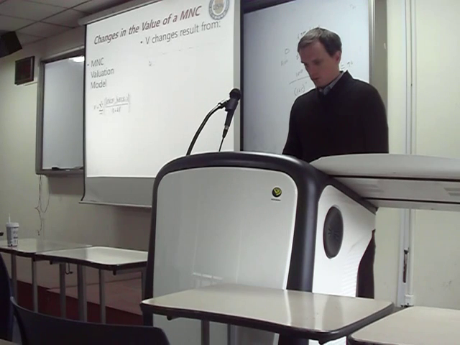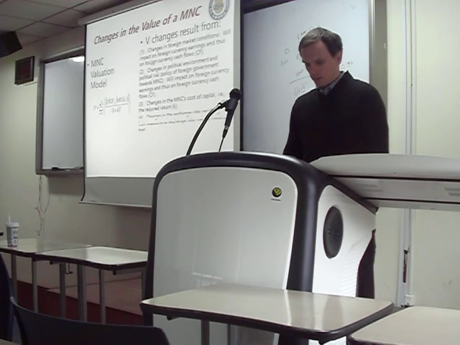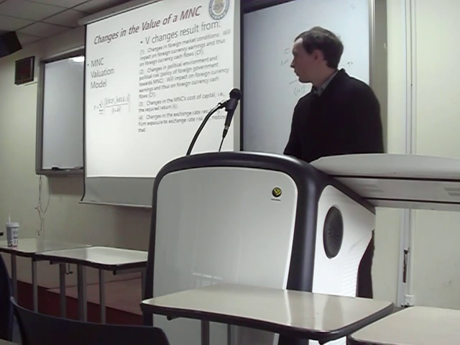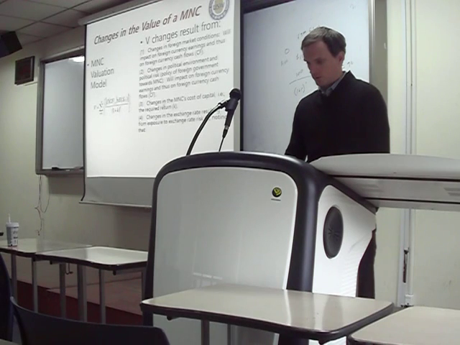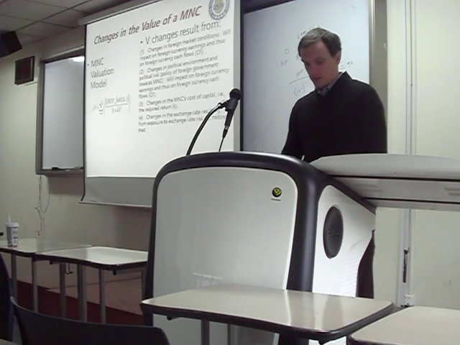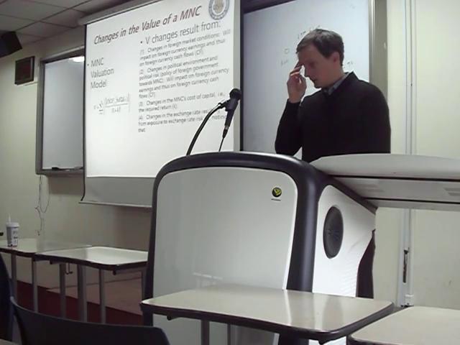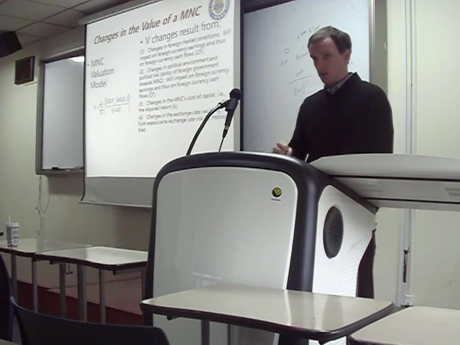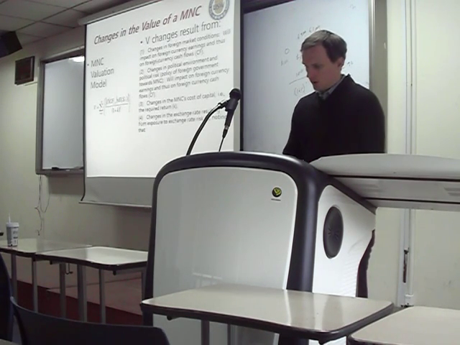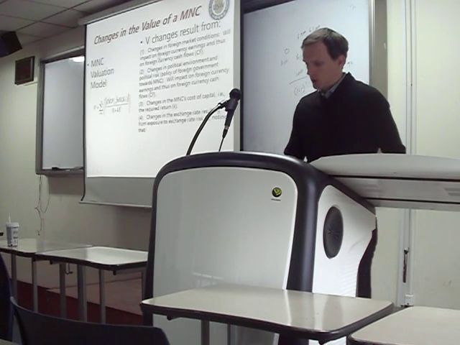So then we can put the two equations together. This is the cash flow multiplied by the exchange rate over 1 plus the interest rate, okay? So this is the value of the MNC. Look at our future cash flows in different currencies. Discount them to today's money. Tells us the value of the company. Okay, so the value can change because of changes in the foreign market conditions.